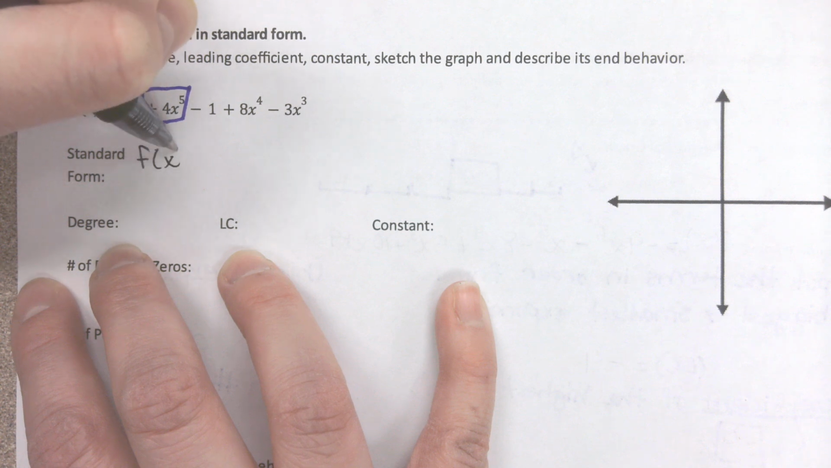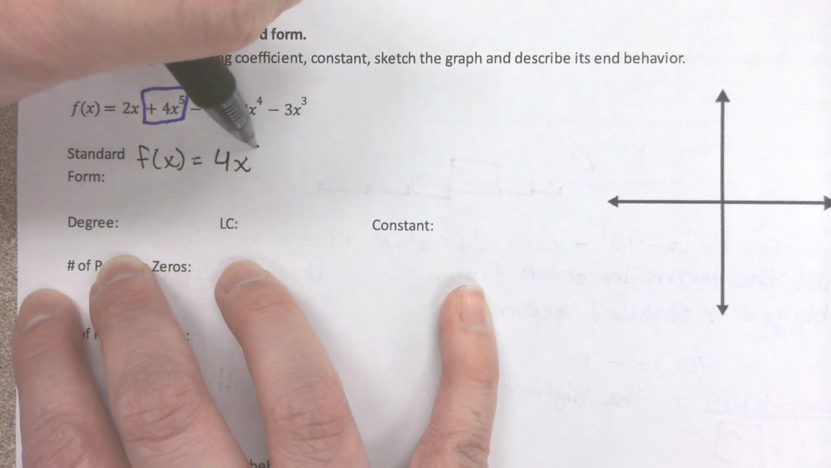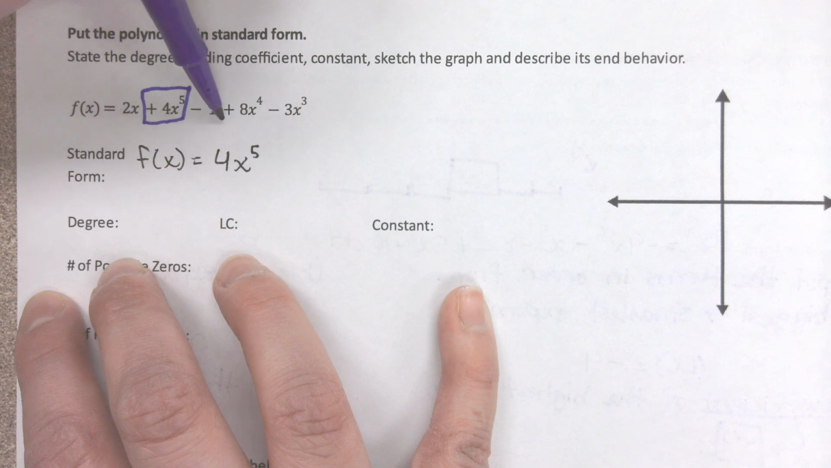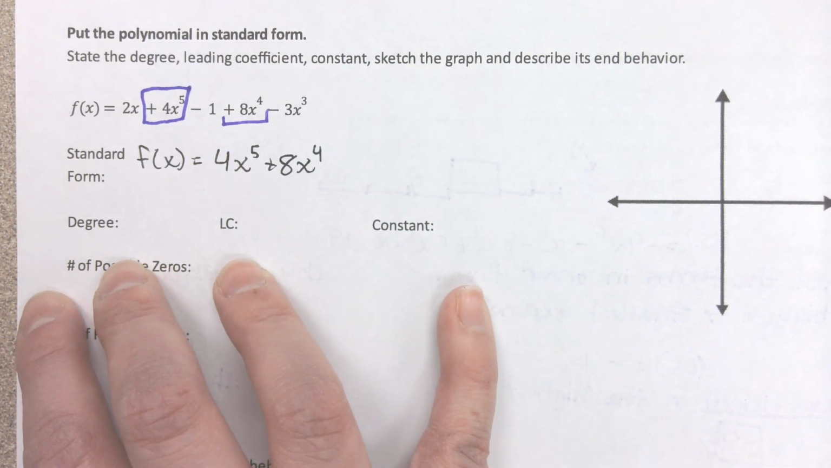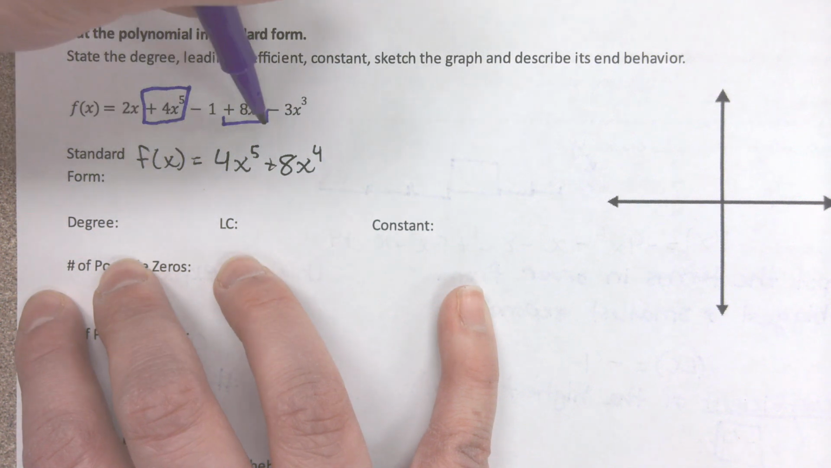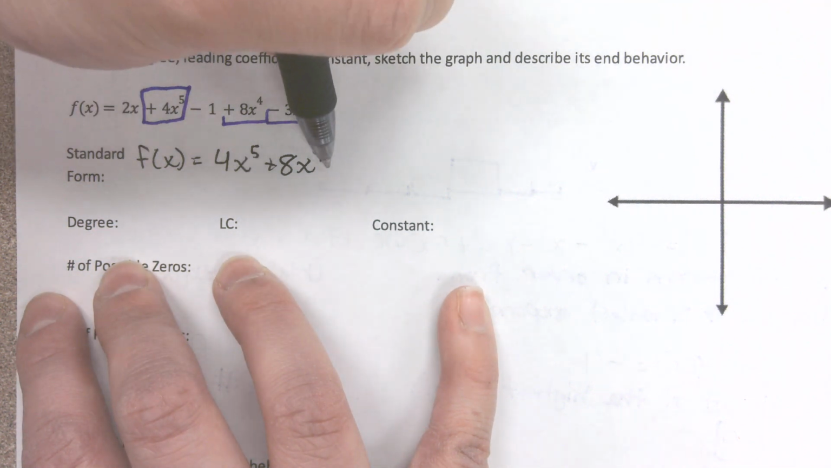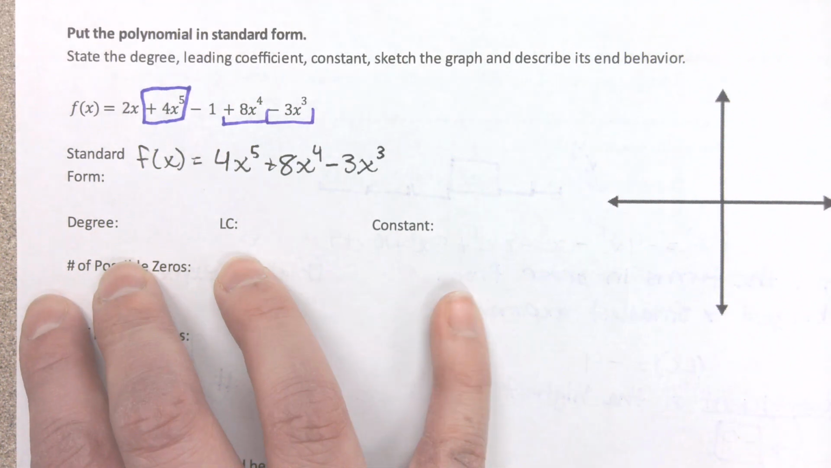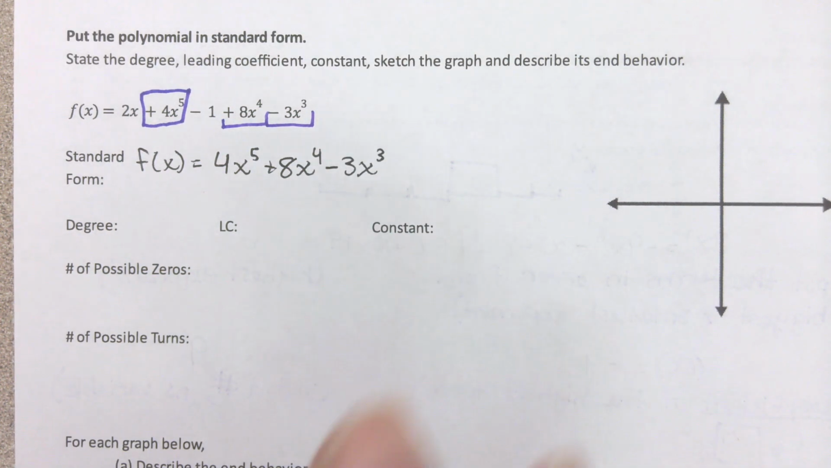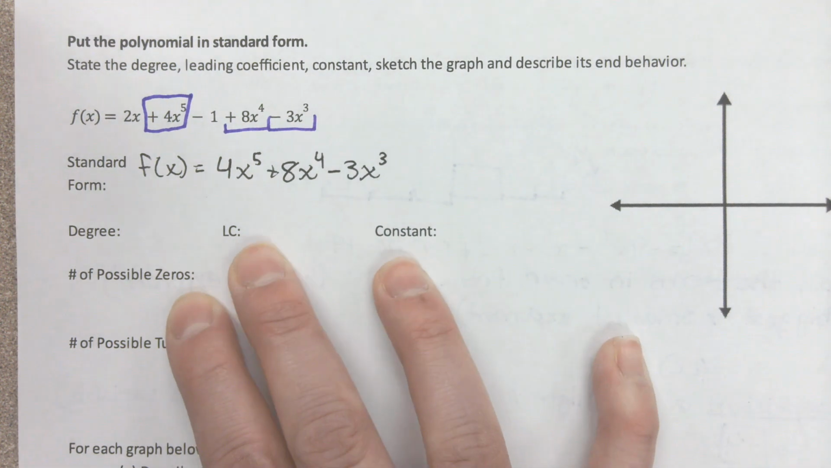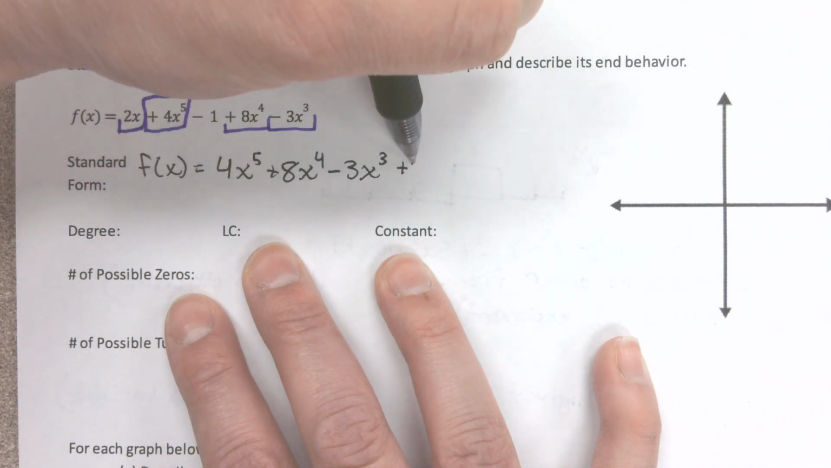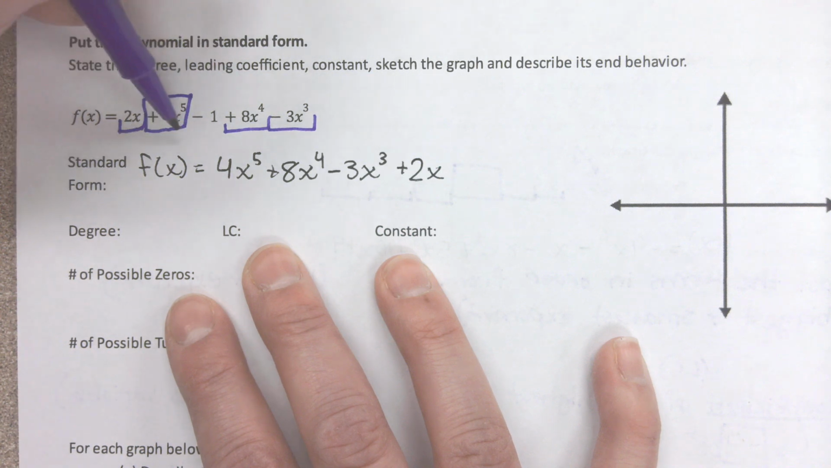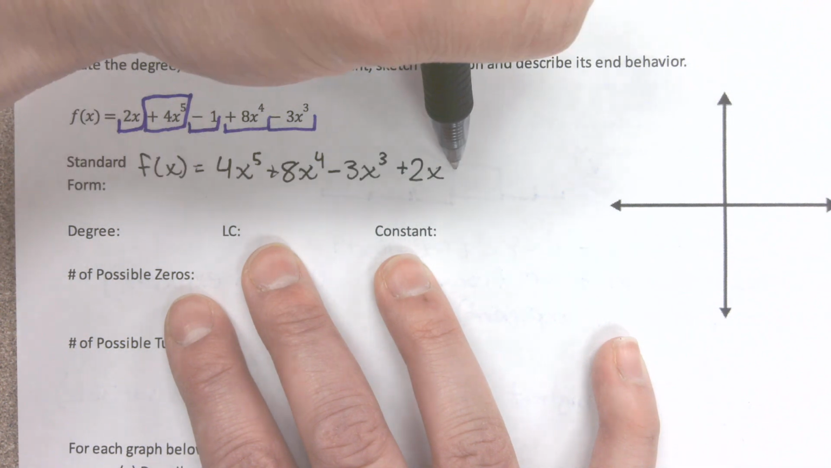We have f of x equals 4x to the 5th. Next term is plus 8x to the 4th. Next term is our cube, minus 3x cubed. Once again, this problem doesn't have a square term, so we'll skip on over to the plain x. 2x, don't forget to connect it with a plus 2x. And minus 1 is our last term that goes at the end.